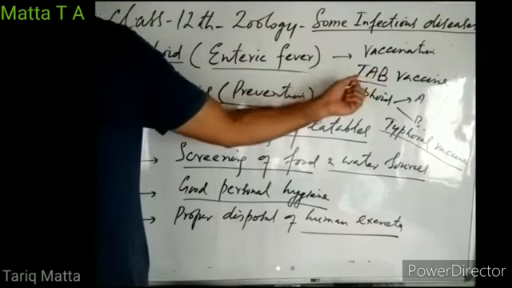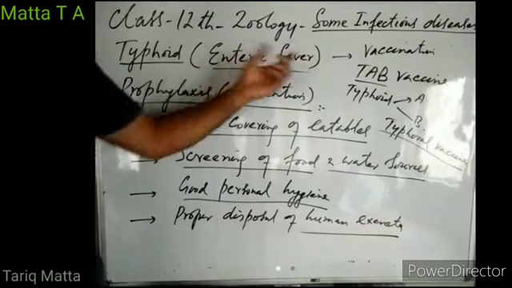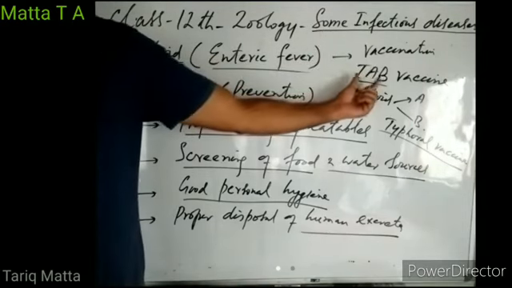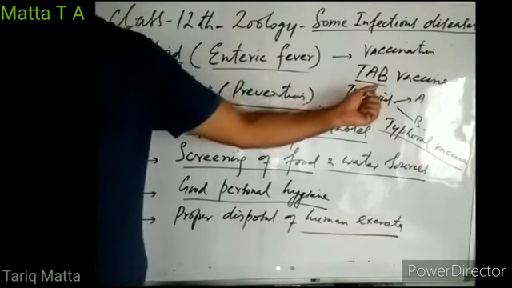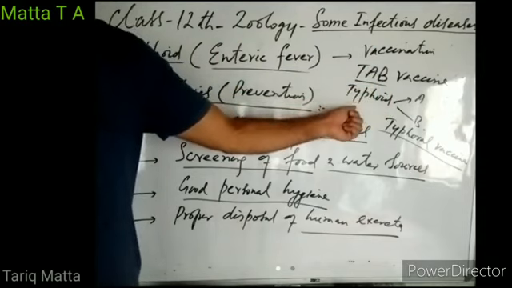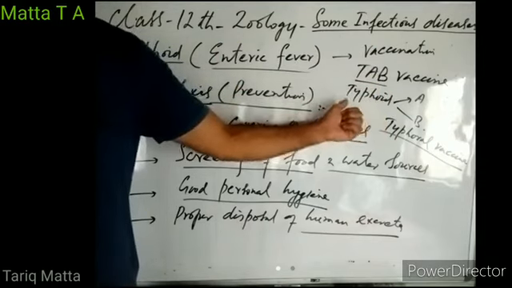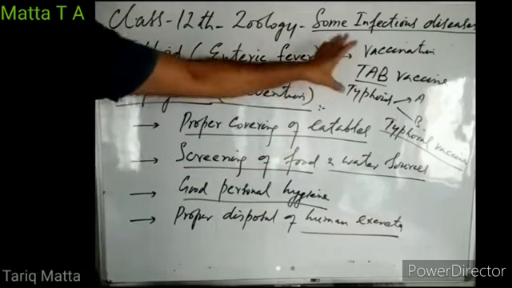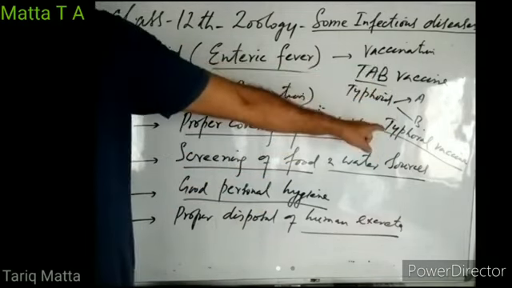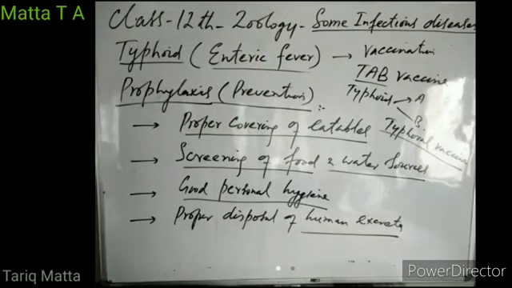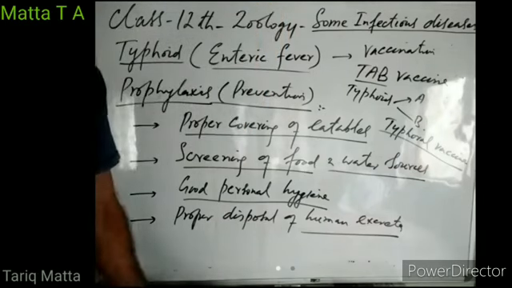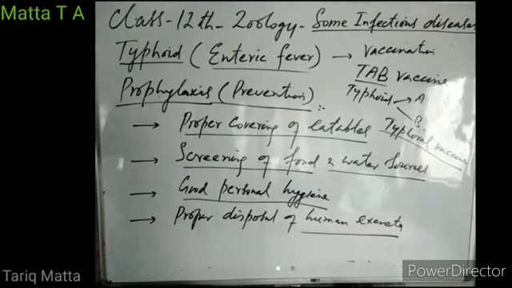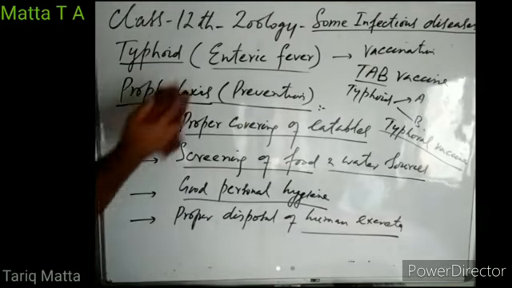And a person must get vaccinated against typhoid. There is a vaccine available known as TAB vaccine. TAB stands for typhoid A and B. And there is another vaccine available that is known as typhoid vaccine. So if a person is vaccinated by TAB vaccine or typhoid vaccine, he is not likely to contract this typhoid. So these were the prophylaxis, prevention of the typhoid.